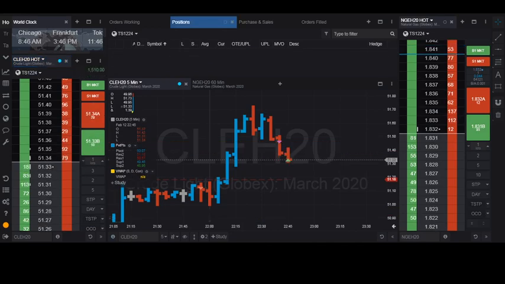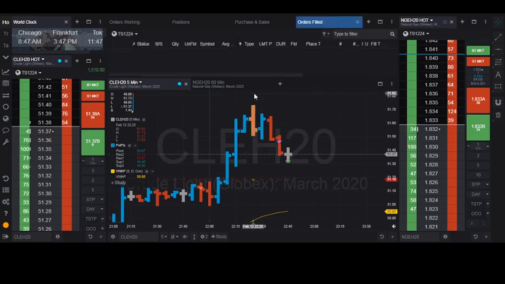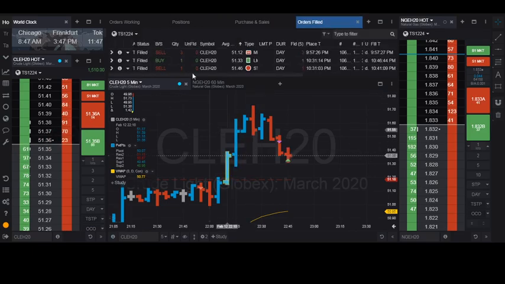Alright traders, we did hit the TP area, so 130 US dollars in profit. We did enter at 51.46 and then exited with a profit at 51.33. This was a quick 130 US dollars, I think, in a few minutes.